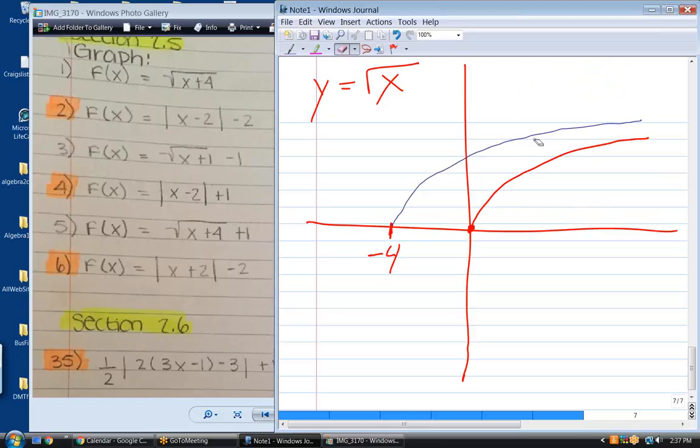In other words, to figure out where this function has to start, determine whether or not it can be equal to minus 4. Yes, it can. Can it be less than minus 4? No. If I wanted to make x minus 5, I'm outside of my domain. Okay?